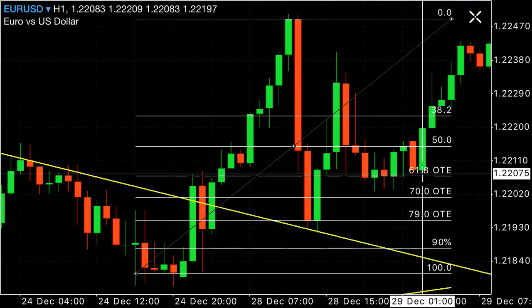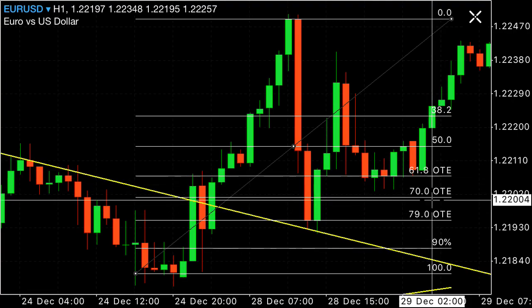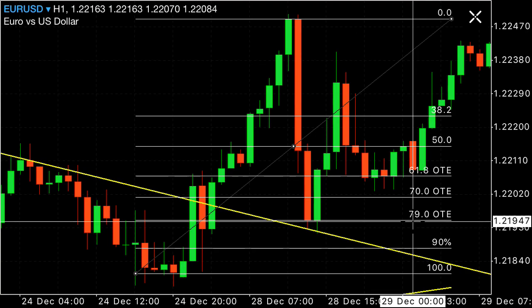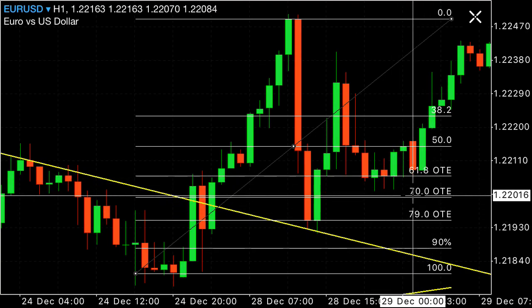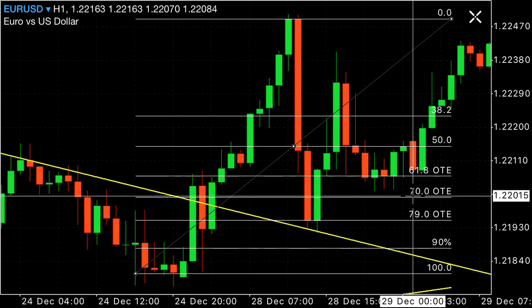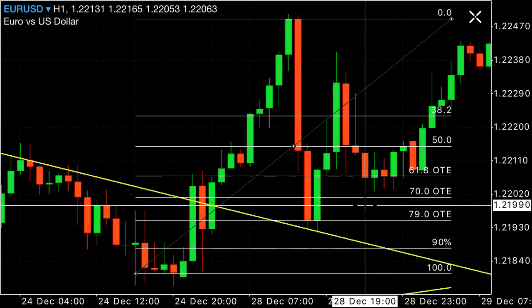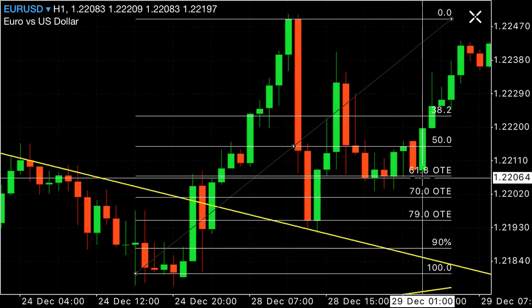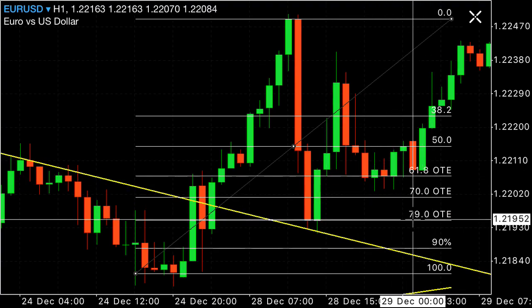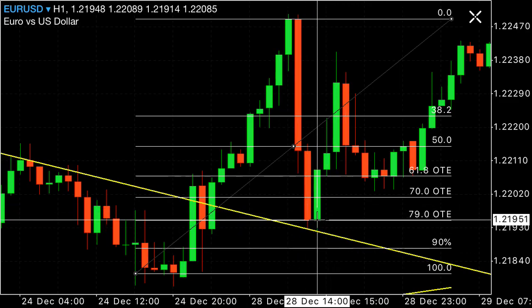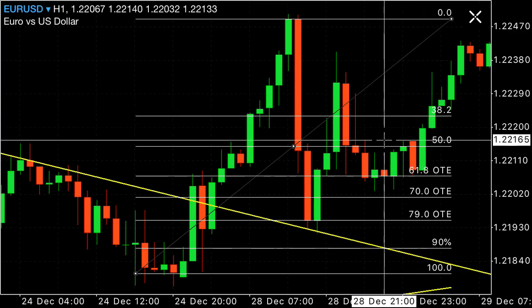The 61.8, I put OTE next to it so you know. So you have the first, second and third entry points. Most of the time you'll get the 70, which is an ideal institutional buying zone, but sometimes it will literally tap the 61.8, or it'll come all the way down to the 79. On this occasion we came all the way down to the 79, and then we continued up.